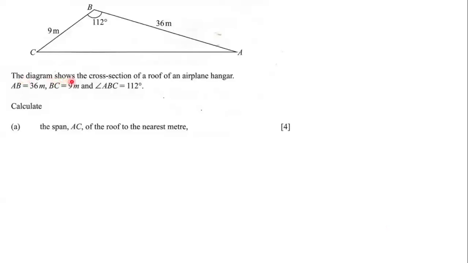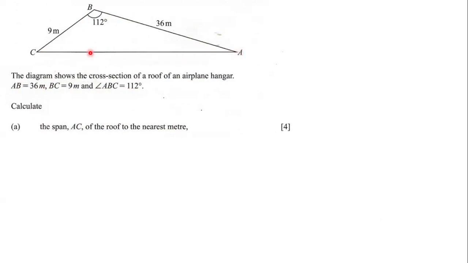The diagram shows the cross-section of a roof of an airplane hangar. AB is equal to 36 meters, BC is equal to 9 meters, and angle ABC is equal to 112 degrees. And here we have a diagram. It says calculate the span AC of the roof to the nearest meter. And so they want us to determine what is AC, this length here, right?